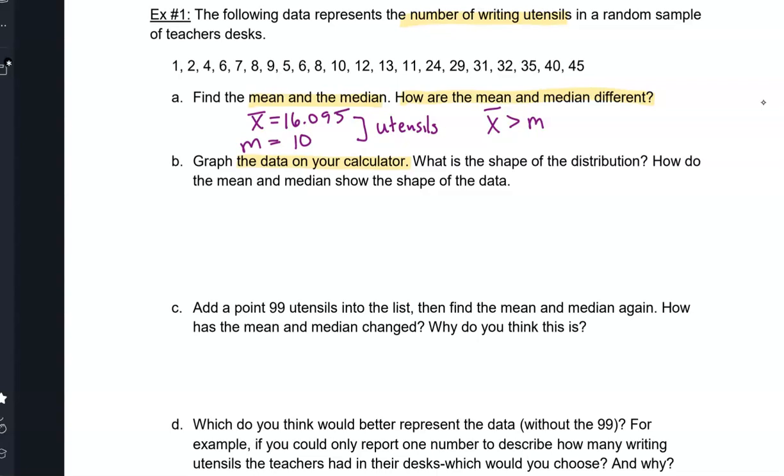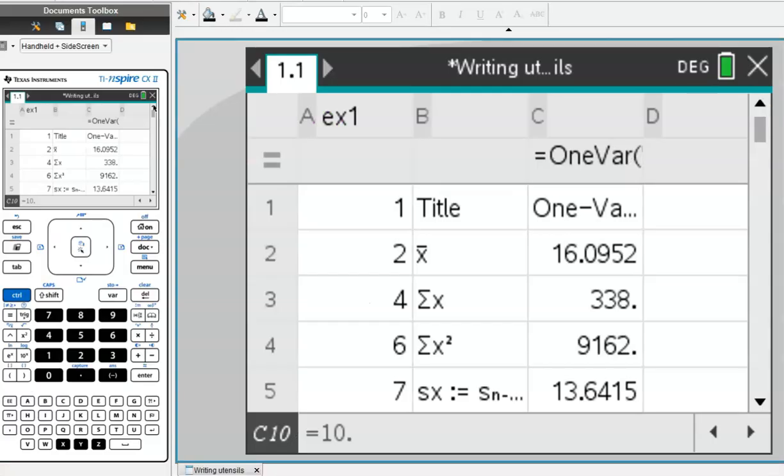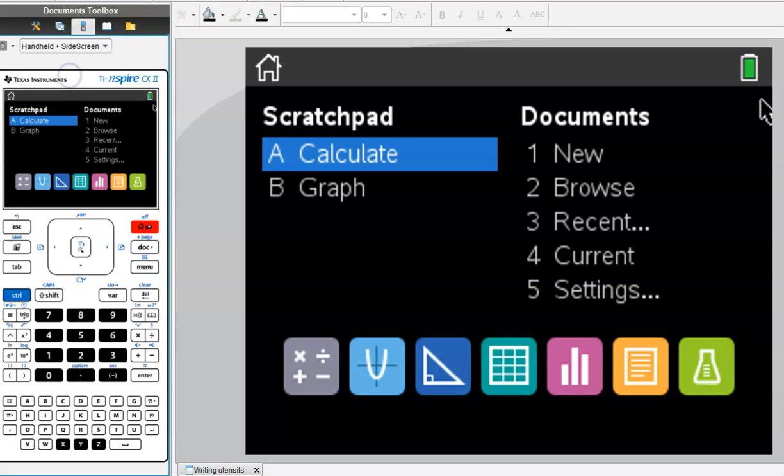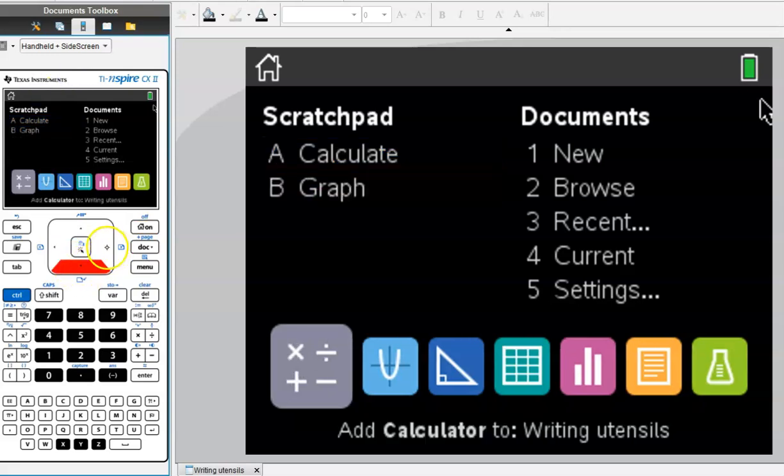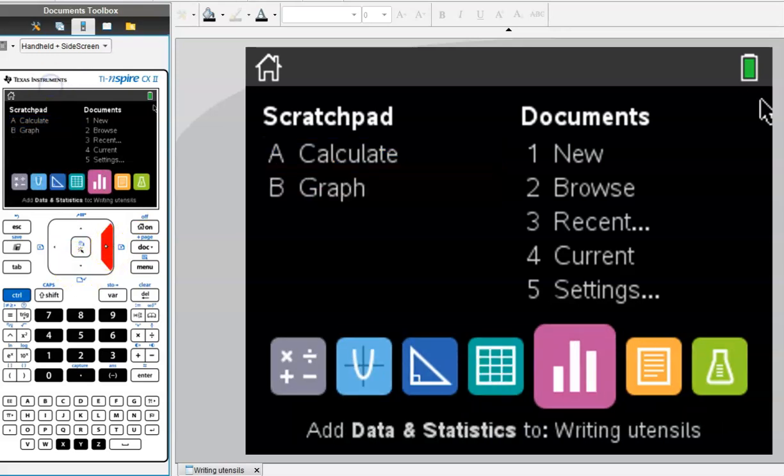Okay, now let's get into graphing. Sorry, I had a bleh. All right, let's try that again. So the next thing that we want to do is we want to go to the home screen. We want to scroll down or use the cursor and then select the pink icon.